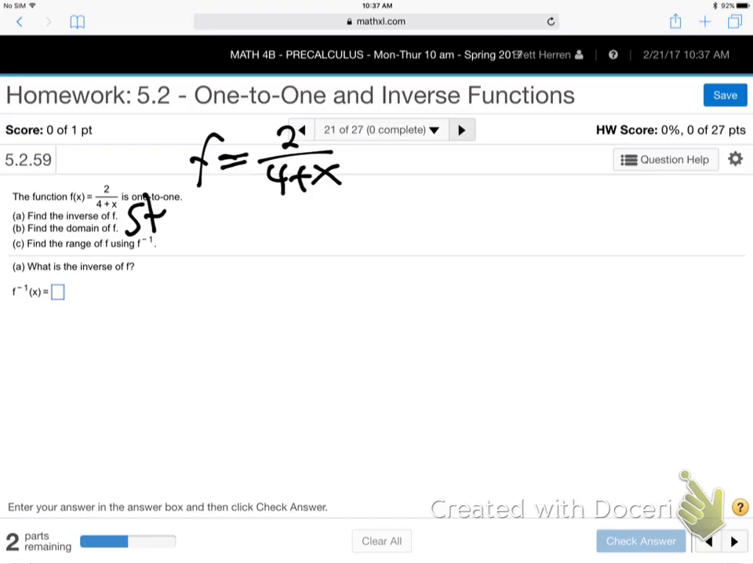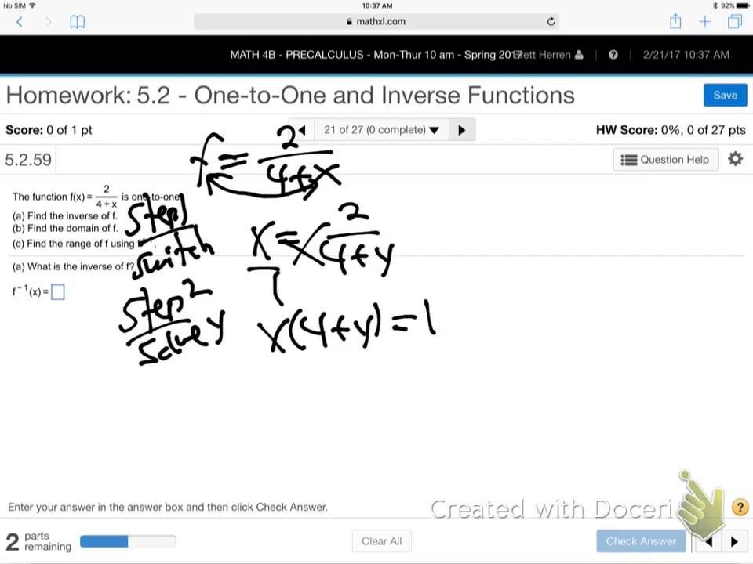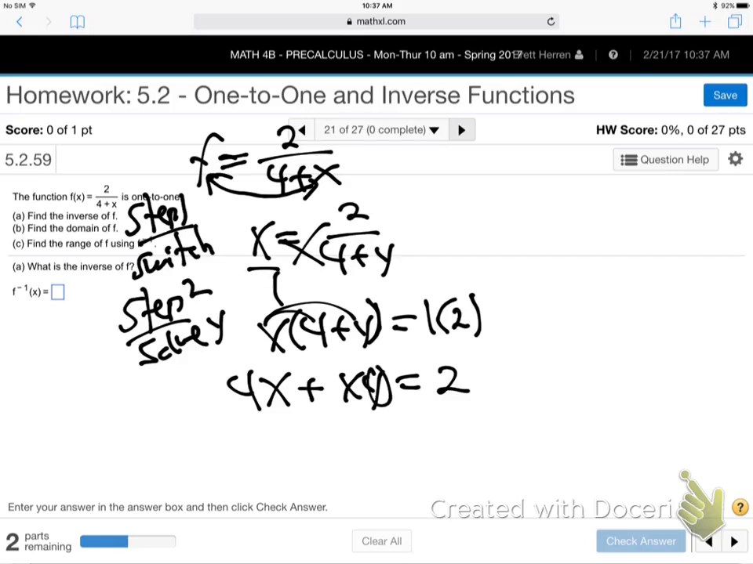So, step 1. Switch or invert. So x goes out here, y goes over there. Good so far. So you switch x and y, or f and x, however you want to say it. Switch them. Step 2, solve for the y. How do you solve for y? Put this over 1, diagonal. Everybody good with that so far? And then distribute. 4x plus xy. 1 times 2 is 2. Like so. Good. How do you solve? y's over here saying, I want to be alone. So subtract 4x.